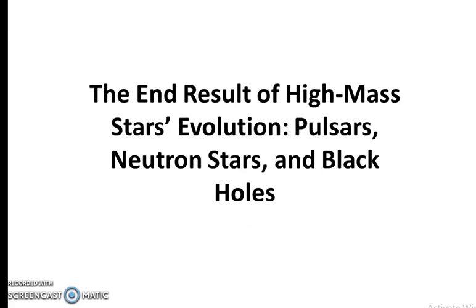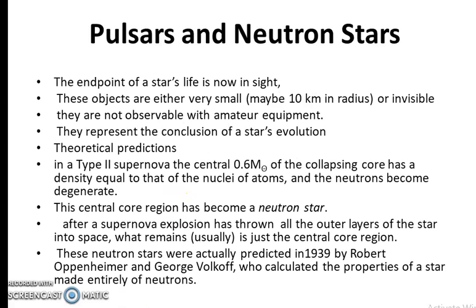Here we discuss the final stage of high mass stars evolution. That means the pulsar stage, neutron star stage, and the black hole stage. So, first of all, we discuss the pulsars and neutron stars. And those are the endpoints of a star's life. And these objects are very small, having a radius of the order of 10 kilometers, or they are invisible.